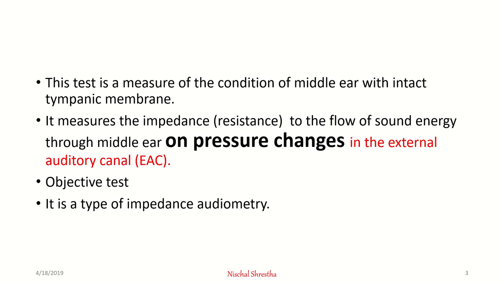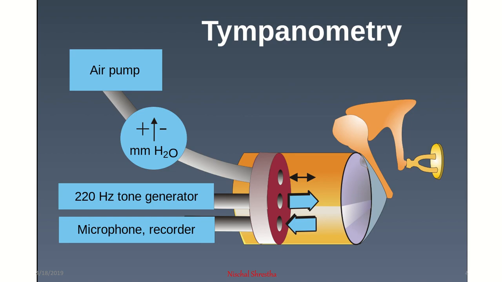So by changing the pressure also we can change the state of the tympanic membrane. So in certain pressure the tympanic membrane becomes more mobile, and in certain pressure the tympanic membrane becomes less mobile, and we'll talk about this in the coming slide. And as I already said, it is an objective test, and it is one of the types of the impedance audiometry. So we can see here this is a tympanometry probe, and it has three channels.